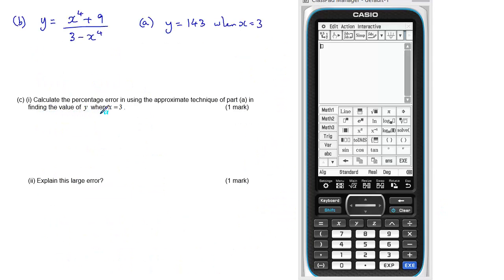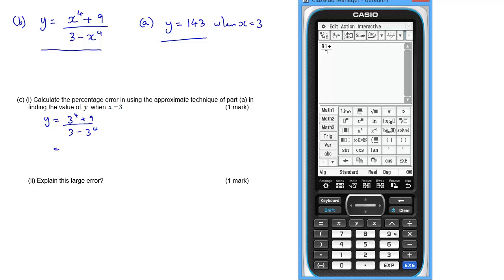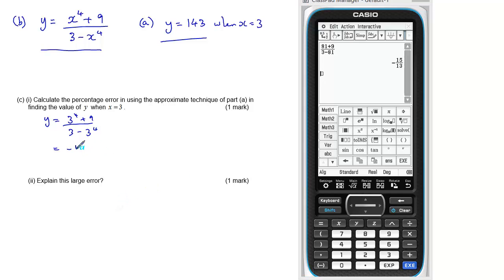We want to calculate the percentage error in using the approximate technique of part A in finding the value of y when x is 3. So this was the value we got in part A, and now we have an exact solution. So what we can do is substitute x equals 3 in here. We get (3 to the 4 add 9) over (3 take away 3 to the 4). So 3 to the 4 is 81, so 81 add 9 divided by 3 take away 81. And that gives us negative 15 over 13. That's quite a different answer.